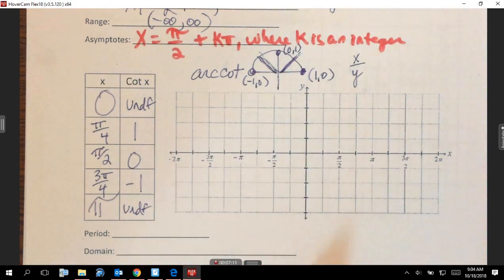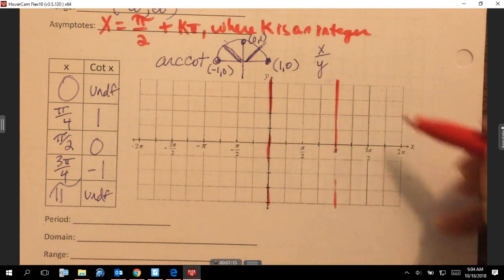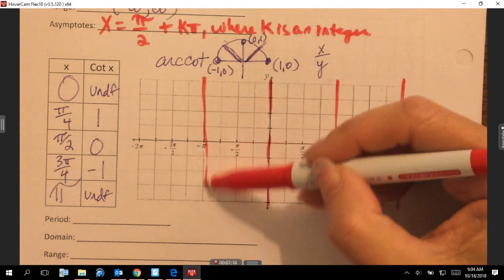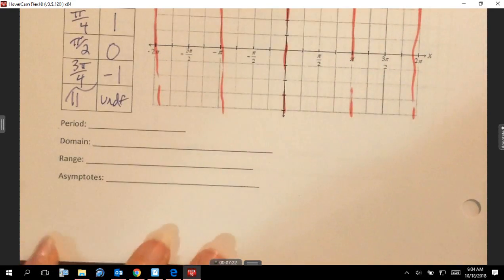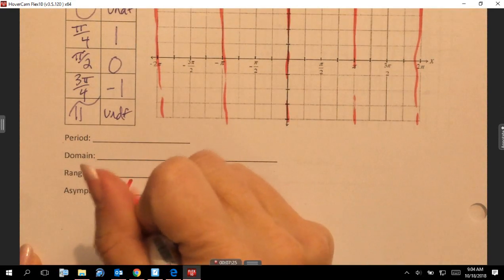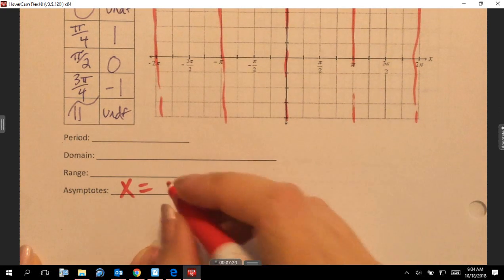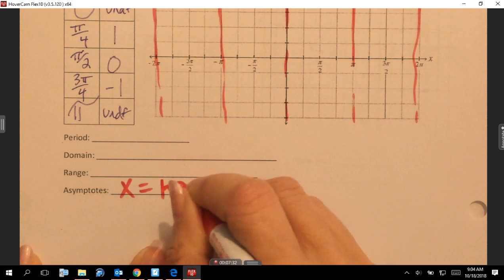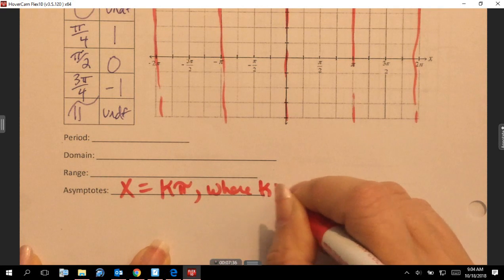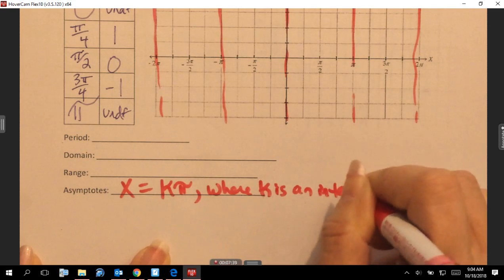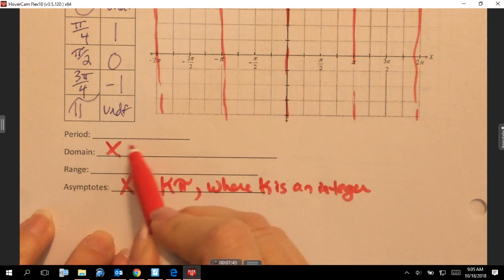Okay, let's graph the asymptotes, 0 to pi. And then continue that pattern. Looks like they are pi apart. My first one is at 0, so I'll say my asymptotes are x equals 0 plus k pi, where k is an integer. It means my domain is x does not equal.